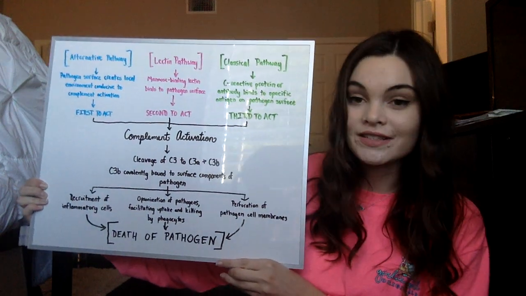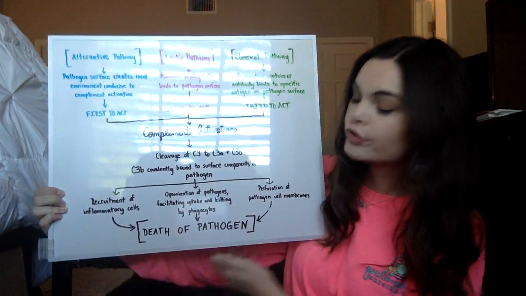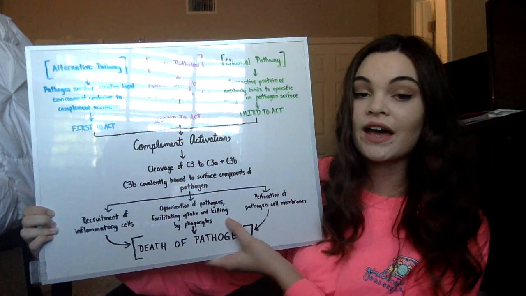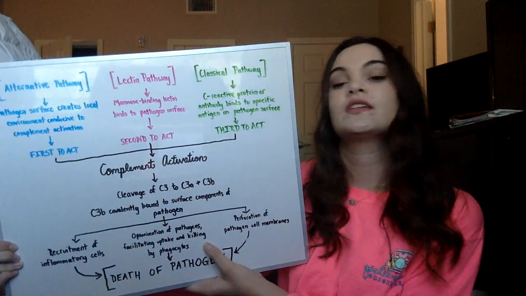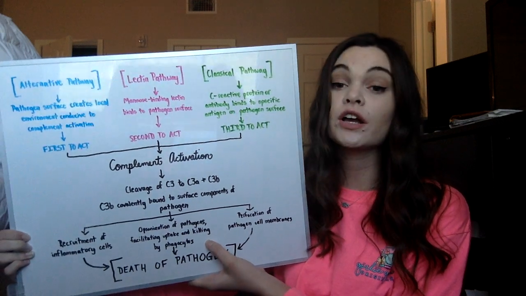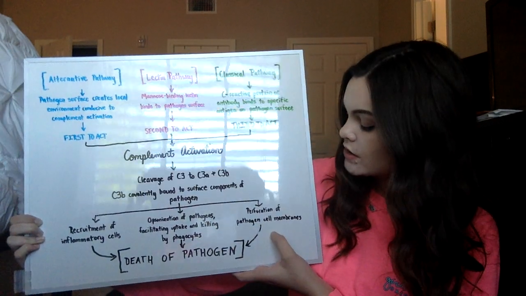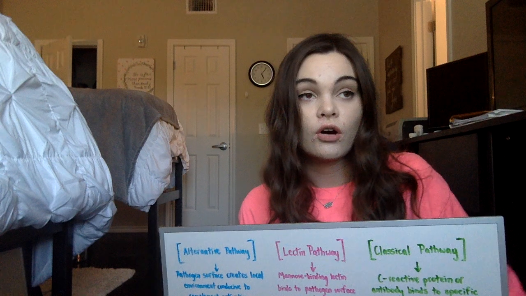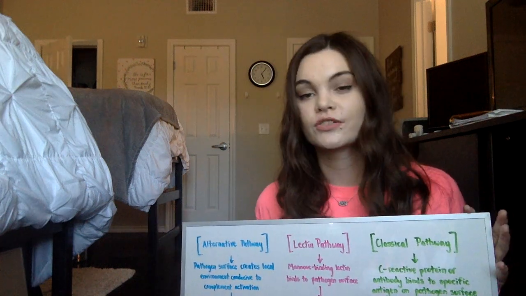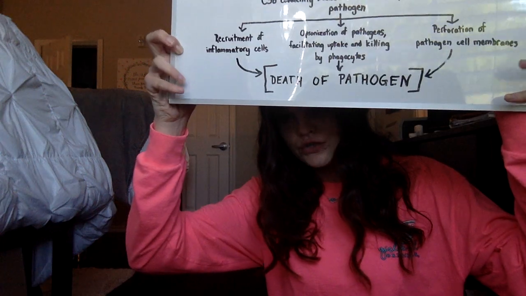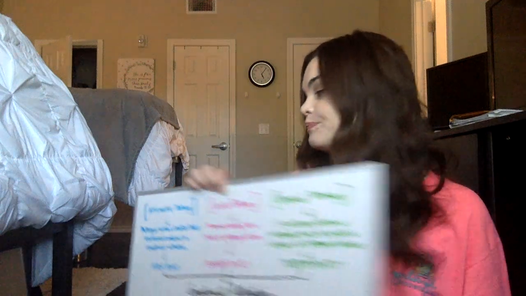There are different ways that this can occur. First, you have the recruitment of inflammatory cells. The second is opsonization of pathogens. Now, this is very common. This is when C3b binds to a pathogen and marks it for phagocytosis by a macrophage, which we will be talking about in more detail later. And lastly, you have perforation of a pathogen cell membrane. That can be caused by a membrane attack complex, which we will also talk about in just a few minutes. All three of those end results lead to the same goal, which is the death of the pathogen. So that is the main goal of complement.